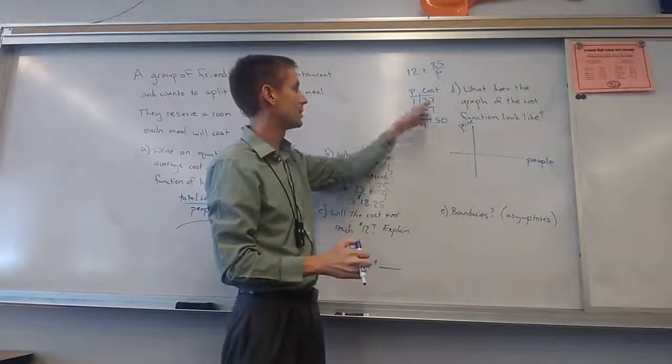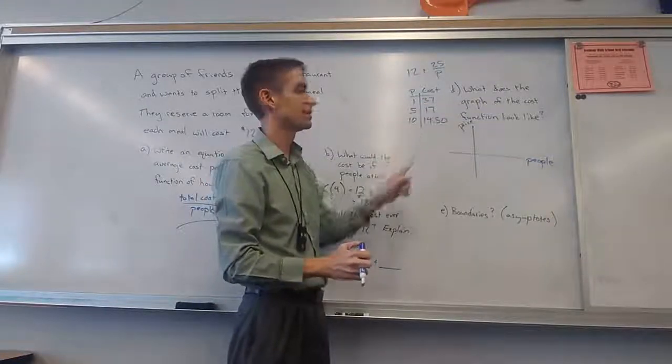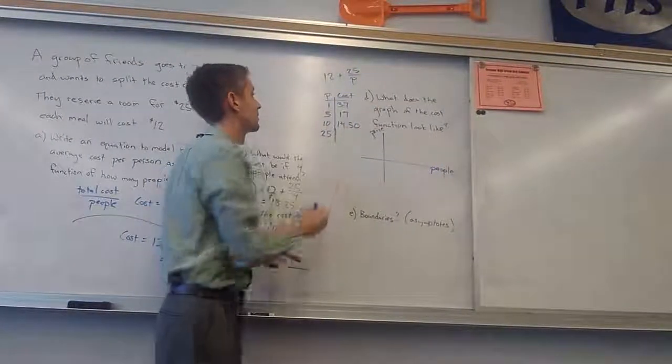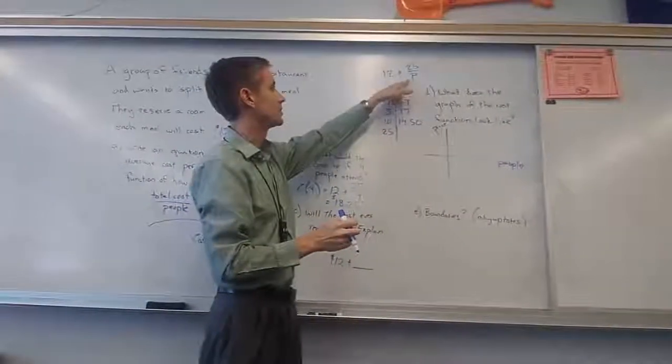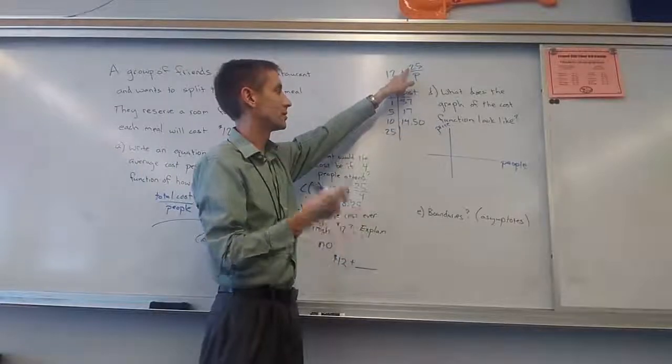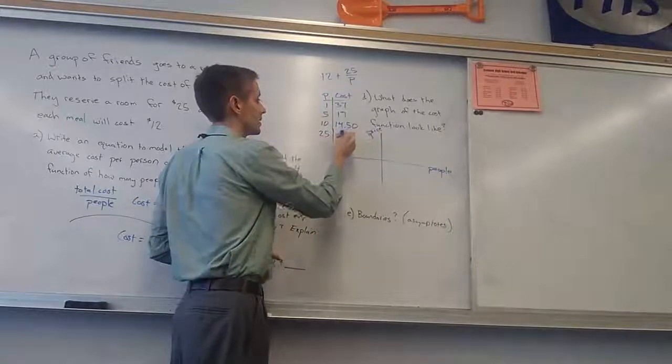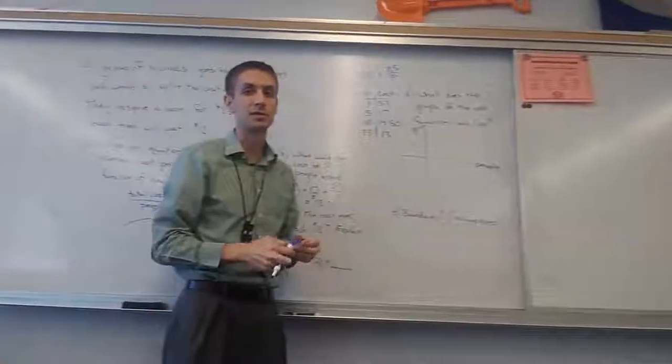Well, let's say we end up having 25 people. If I take 25 people and I split $25 evenly, they're only paying $1 a piece, plus their $12 meal gives us $13 per person if 25 people came. Well, let's start to put this onto a graph.